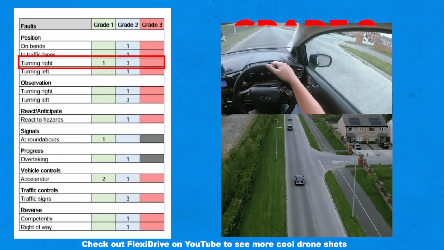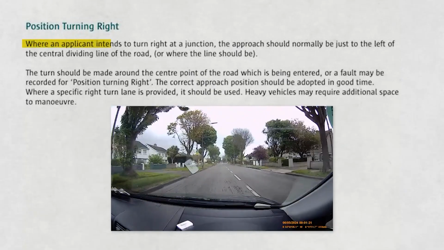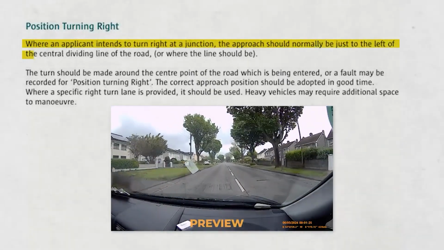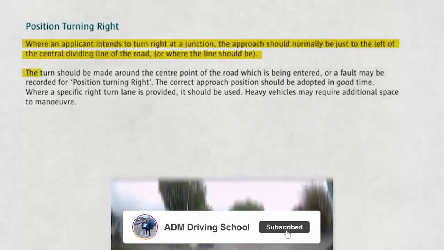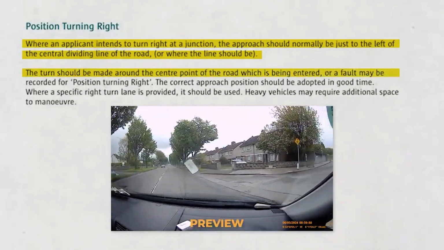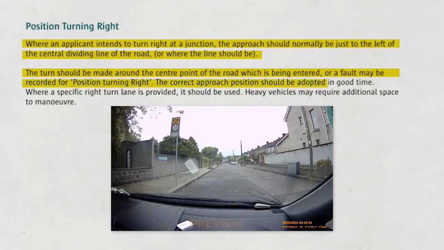Next we see he picked up 3 grade 2s for position turning right. So let's take a look at the RSA marking sheet guidelines. Where an applicant intends to turn right at a junction, the approach should normally be just to the left of the central dividing line, or where the line should be. The turn should be made around the centre point of the road which is being entered, or a fault will be recorded for position turning right. The correct approach should be adopted in good time.